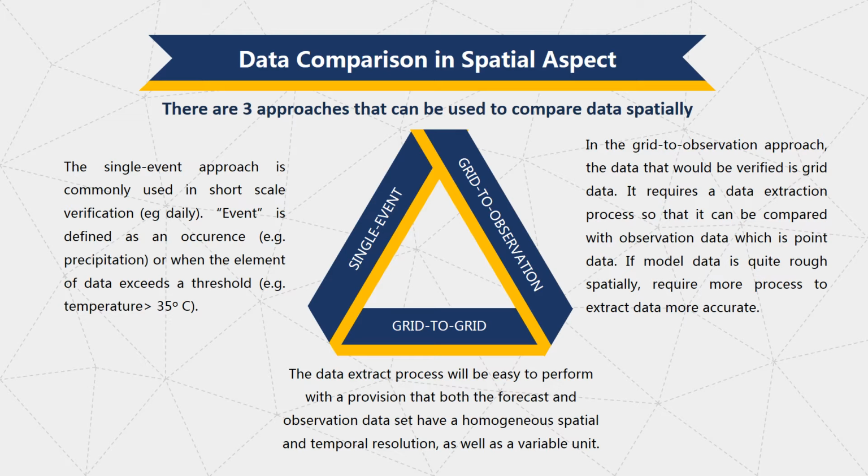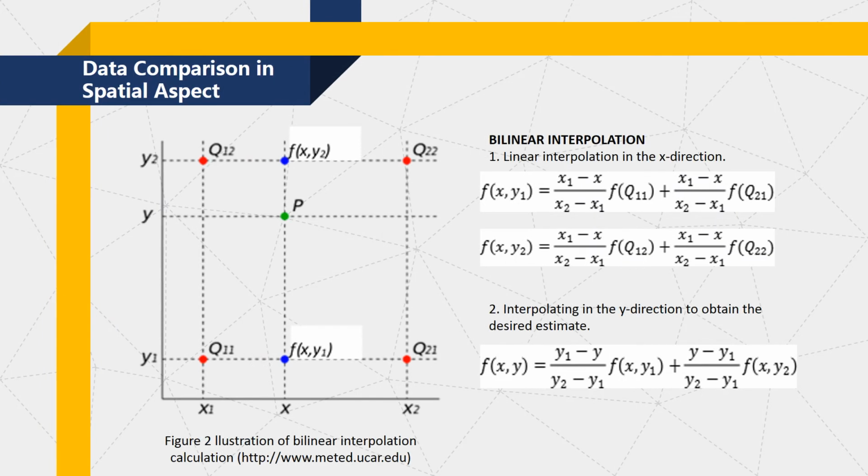And the third is grid to grid. The data extract process will be easy to perform with provisions that both the forecast and observation data set have a homogeneous spatial and temporal resolution as well as variable unit. Well, it is about data comparison in spatial aspect.